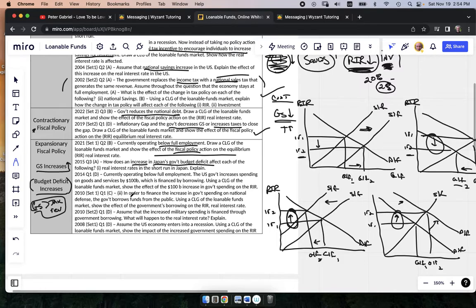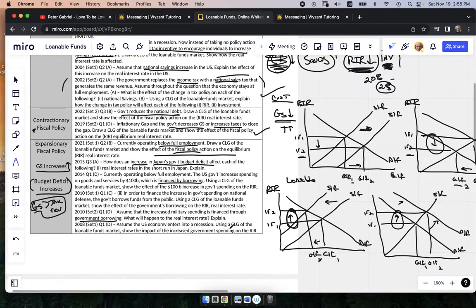I think we're good. And look, they even say the U.S. government increases spending on goods and services by $100 billion, which is financed by borrowing. So that's that borrowing from the banks or from the loanable funds graph that we're talking about. Assume the increase in military spending is financed through government borrowing.